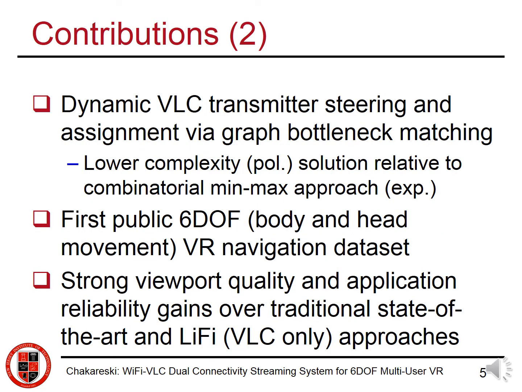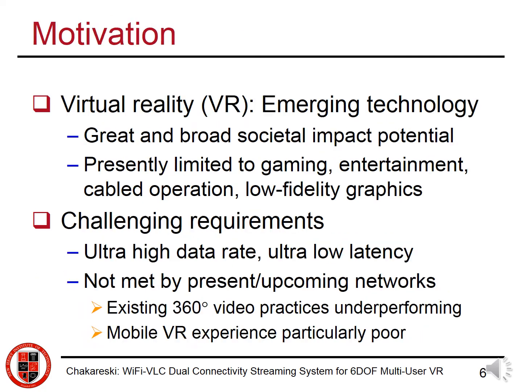To address the fragility of mobile VLC links to transmitter-receiver misalignment, we investigate dynamic VLC transmitter steering and assignment via graph bottleneck matching and formulate a low complexity polynomial time solution to solve the problem of interest. We also contribute the first public 6 DOF VR navigation dataset, and we demonstrate strong viewport quality and application reliability gains over traditional state-of-the-art and Li-Fi, that is VLC-only approaches.